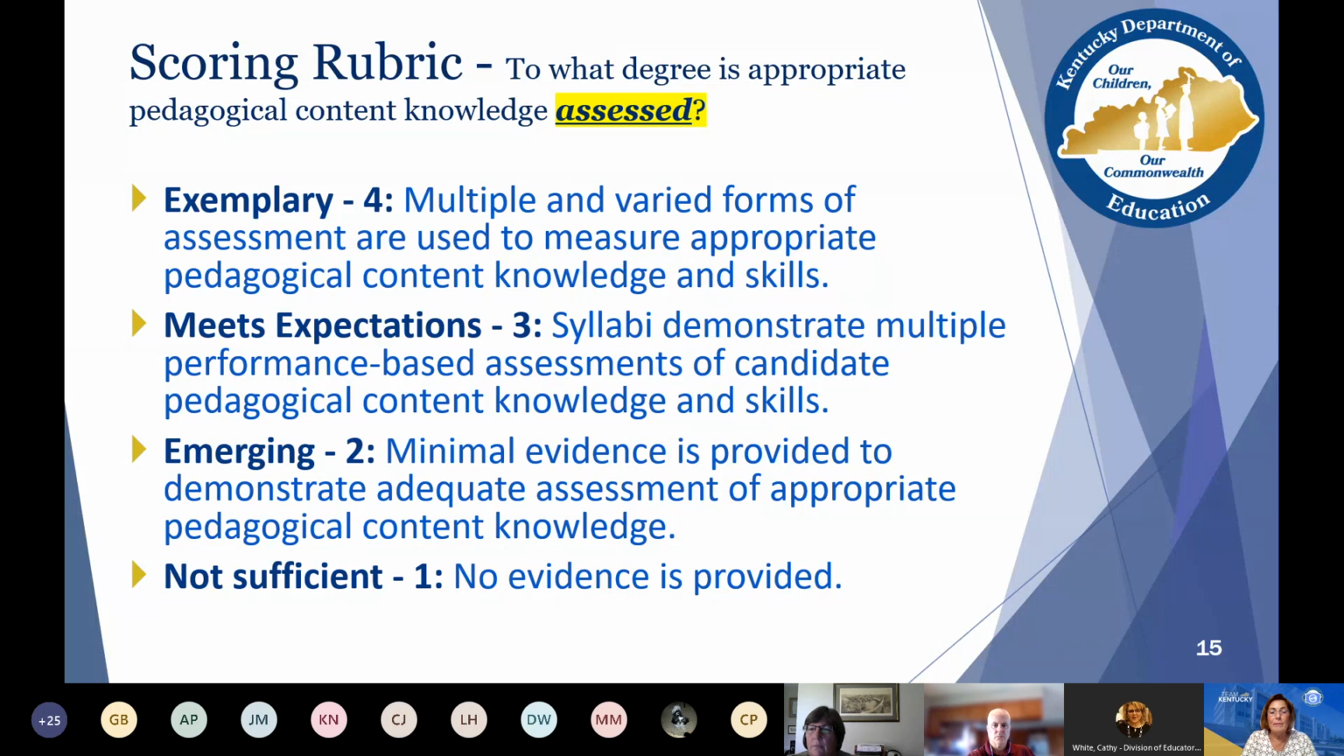Emerging means that they give minimal evidence, and maybe it's that they're using a lot of general strategies, a lot of things, but nothing very specific to the content area in which you're reviewing at this point. So again, you've got those two questions. How well is pedagogy addressed, and how well is it assessed?